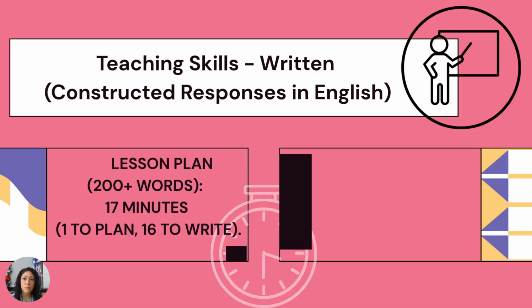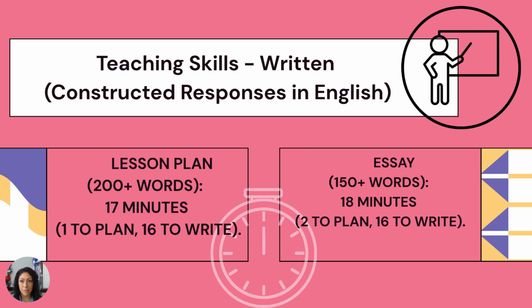And surprise, there's part 2 of teaching skills. This time it's in English. You'll have a lesson plan, which you must write at least 200 words. They'll give you a total of 17 minutes. Give yourself 1 minute to read and 16 minutes to write the lesson plan.